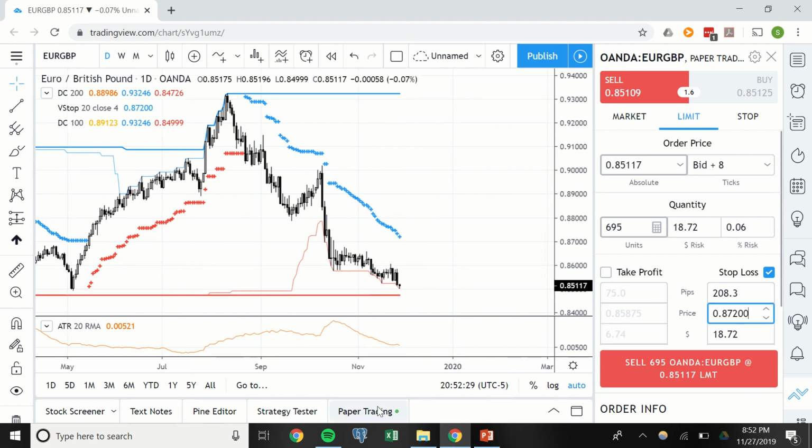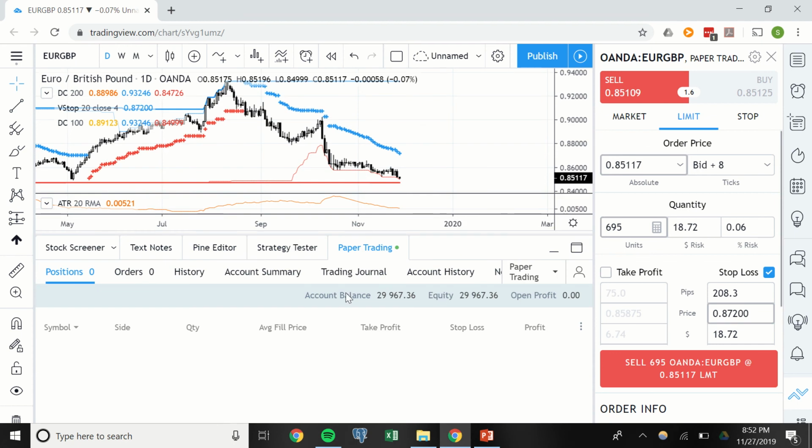And let's say we are risking 1%. We have a paper trading account balance here of 29,967. So a risk of 1% would be 299.67. And this would give the size of the order that I need to put in the market, which is 11,127 units. If you're familiar with how currency lot sizes work, a standard lot is 100,000 units of a currency. So this is roughly 11% of a standard lot.